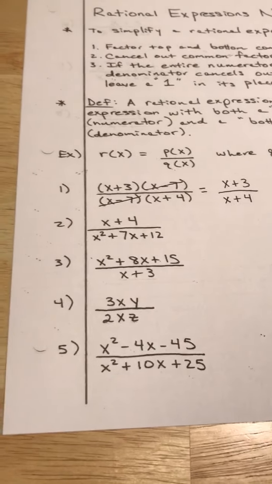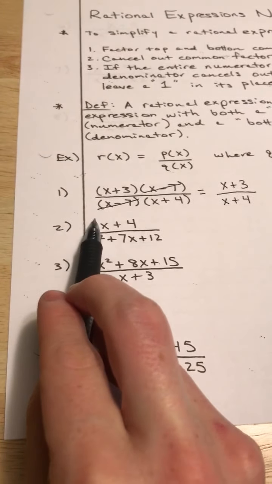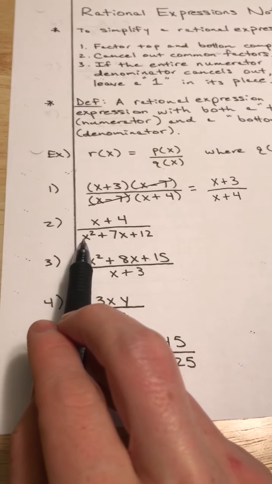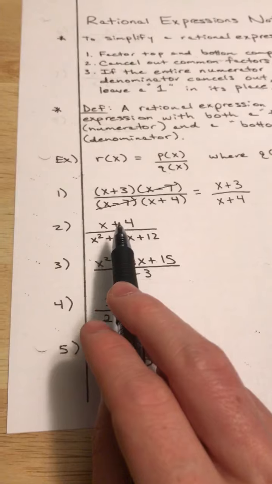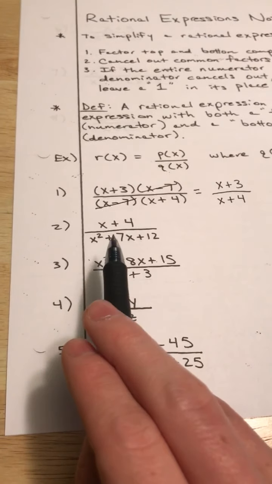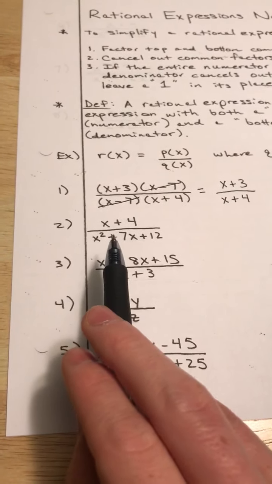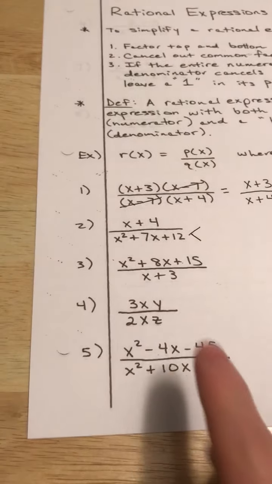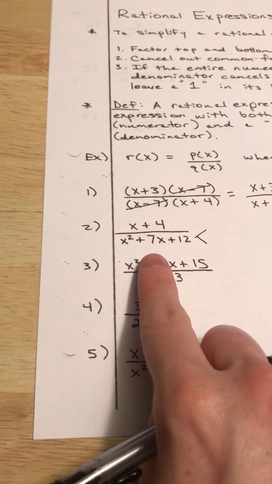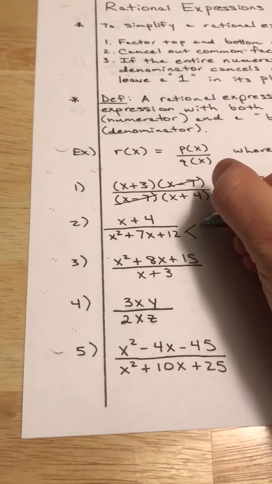Let's look at number 2. The top is x plus 4, and the bottom is x squared plus 7x plus 12. Now, the top part I can't really do anything to, but the bottom I can actually factor. So I'm looking for two numbers that multiply to 12, but at the same time add up to 7. That's going to be 4 and 3.